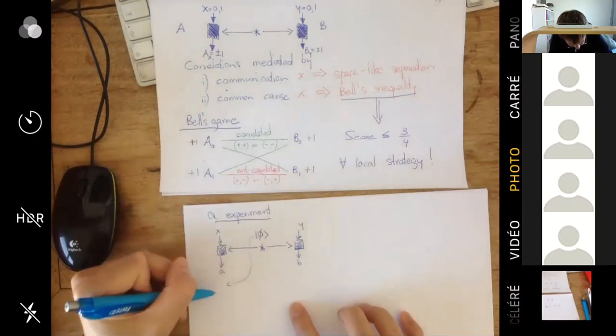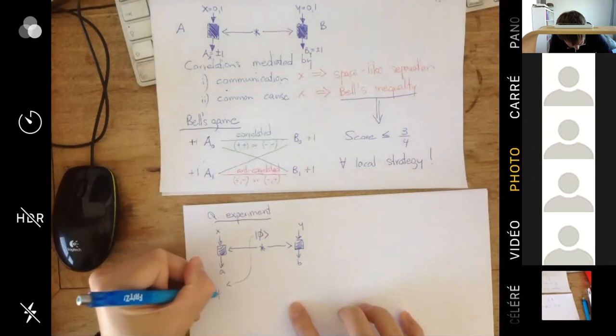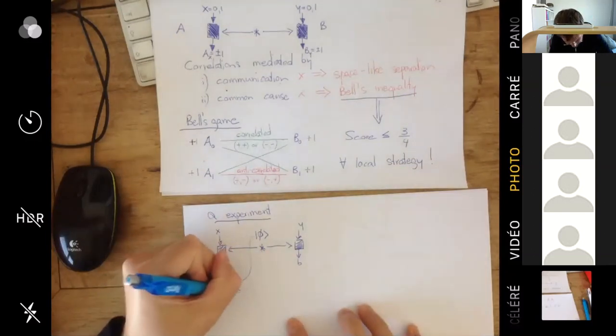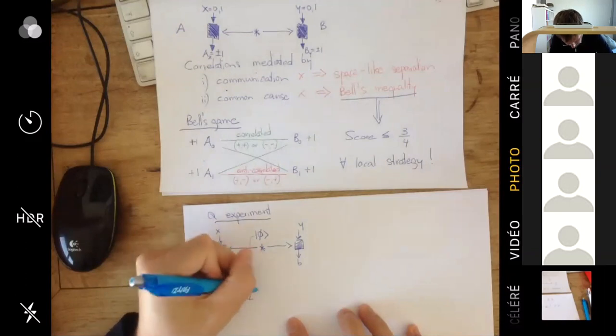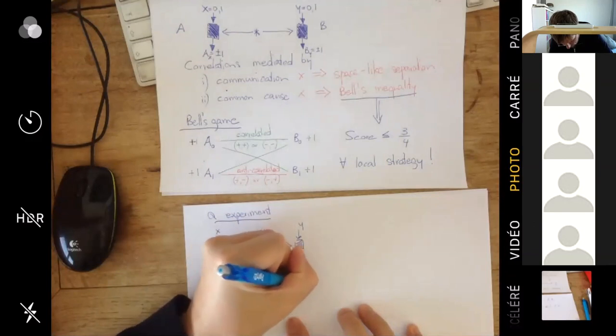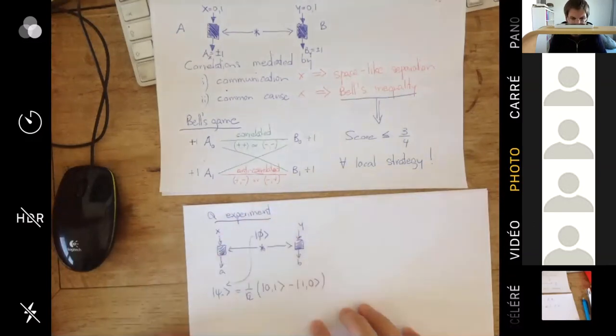So my state here, in fact, sorry for the change of notation, but I would like to have a state that is the singlet state. Okay, so it's one of the 4 Bell states, and it's 1 over root 2, (|01> minus |10>). Okay?